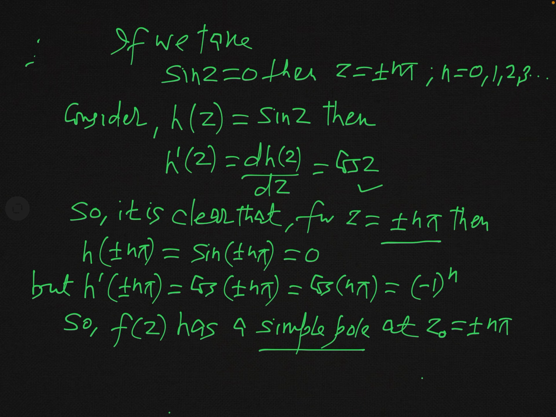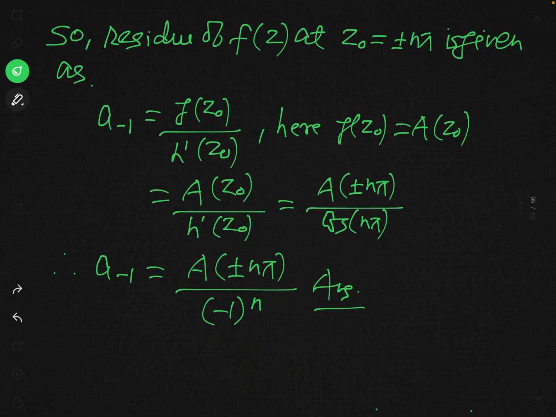So now the type of the singularity and its pole has been determined. The singularity is of what type? It is just a simple pole, and at what point? This is at the point plus minus n pi. So now we can apply the formula which we have learned to solve such types of problems.